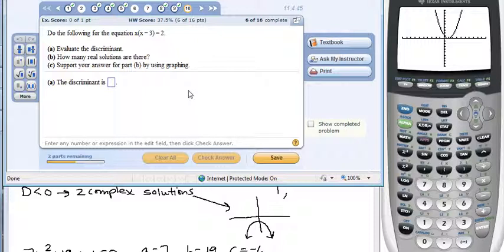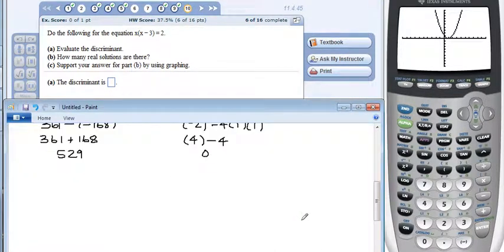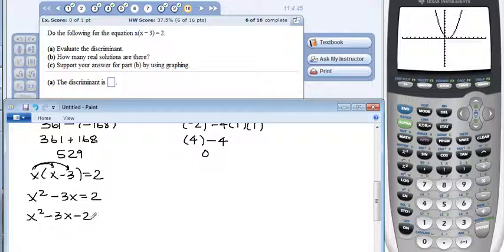We still have to do a complex one yet. My goodness. All right. Here, we can't even evaluate the discriminant until we've got it into standard form. So we're going to have to distribute. We have to have standard form equal to 0, so we have to subtract the 2 across. Now that's standard form. So now I can say A is 1, B is negative 3, C is negative 2, right?